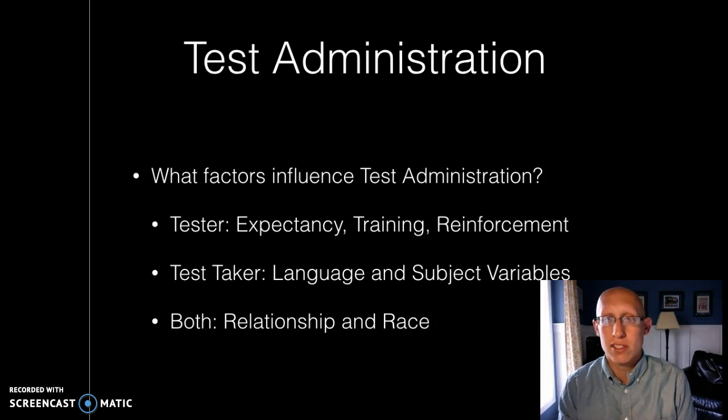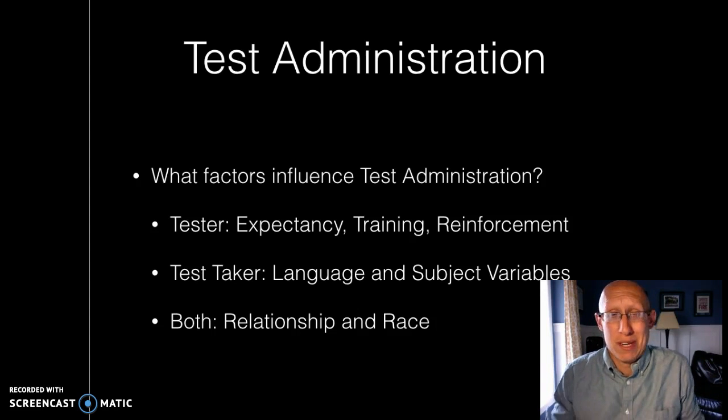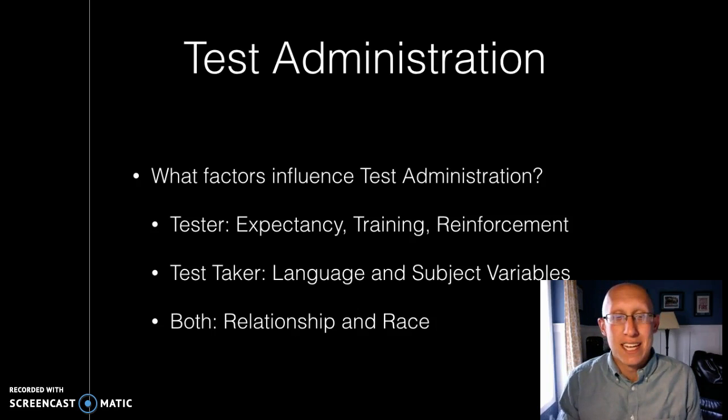And subject variables are things like what's going on in their mind. Maybe they have test anxiety. Maybe they came in with a cold or flu. Maybe they're just stressed out. All of these things influence the test.